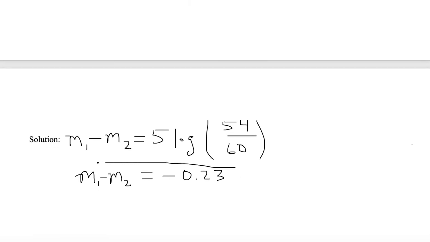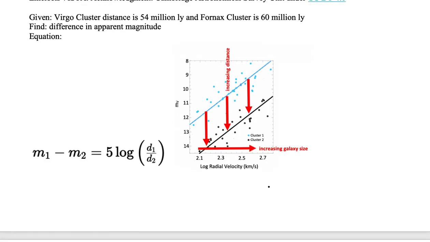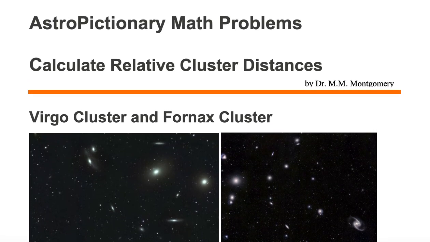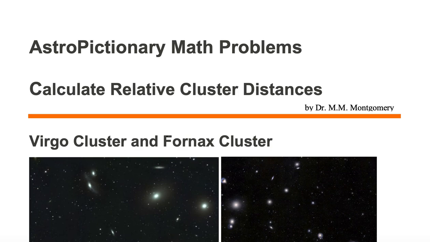So let's take a look at this here. m1 is at a lower number than m2 in order to get a negative value. Since m1 is at a lower number, it is brighter than the one at m2. So Virgo cluster is brighter than the Fornax cluster. So that's one example of how you can use two different cluster values to find a relative difference. In this case, we found the relative apparent magnitude.